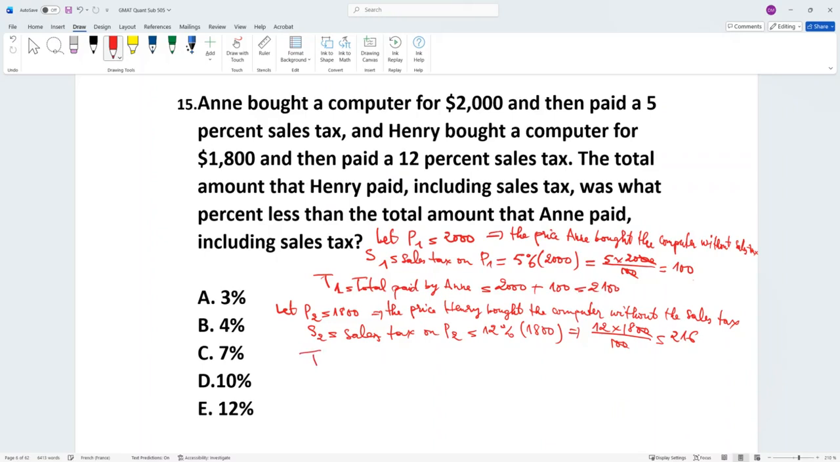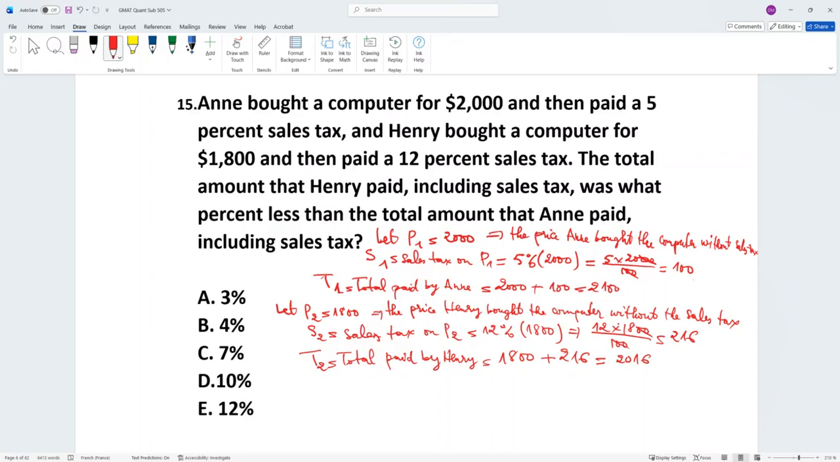Then T2, which is the total paid by Henry, is going to be equal to 1,800 plus 216, which is going to give us 2,016. So now the question that is asked here is the total amount that Henry paid, including taxes.